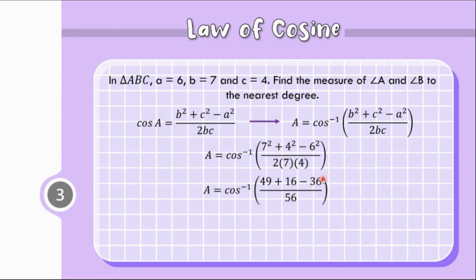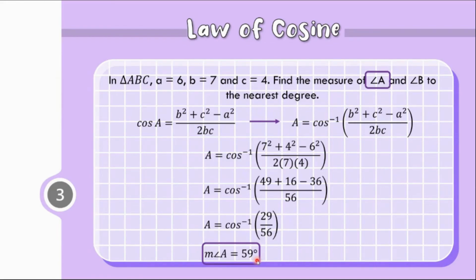Let us add and subtract this expression. Therefore, we will have A is equal to arc cosine of 29 over 56. You may use your scientific calculator to solve for this one. Therefore, the measure of angle A is equal to 59 degrees. If you were to use the scientific calculator, you may have this expression. Simply press it on your scientific calculator and you will obtain the same answer here, in which the measure of angle A is equal to 59 degrees.